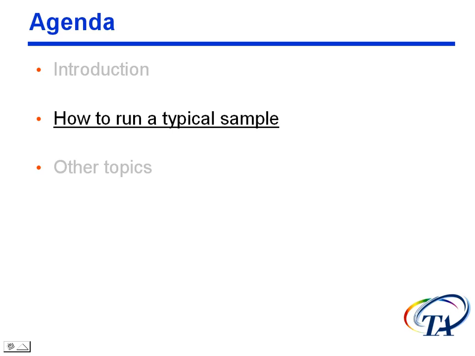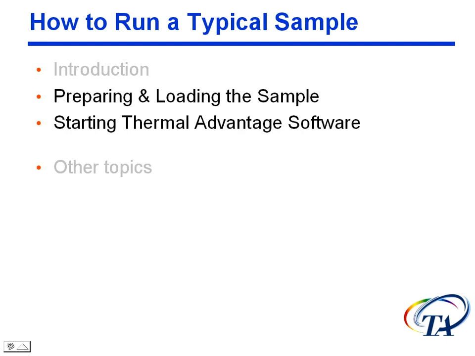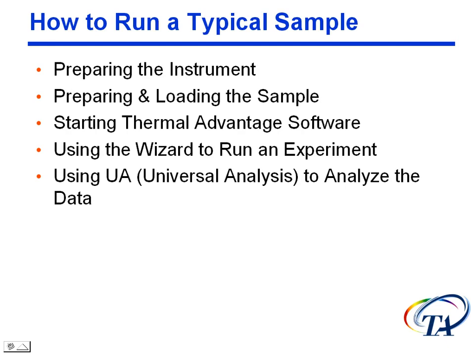Now, how to run a typical sample. We're going to start off and show you just, boom, how to go in and run a sample. Real straightforward, okay? And then we'll go through other things, some of the specifics like calibration, etc. In this section on how to run a sample, we're going to talk about preparing the instrument, preparing and loading the sample, talk about the software, using the wizard to run the experiment, and then using Universal Analysis, UA, to analyze the data.